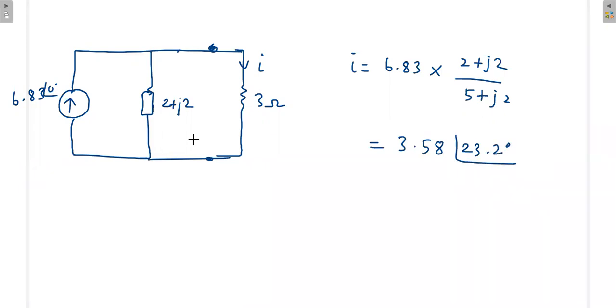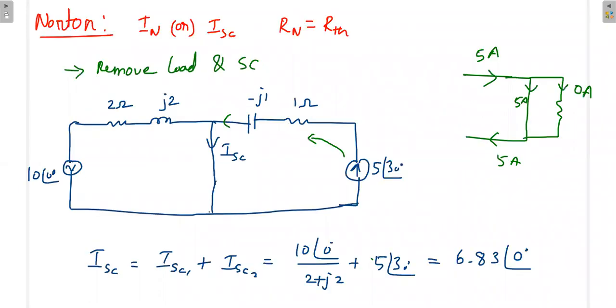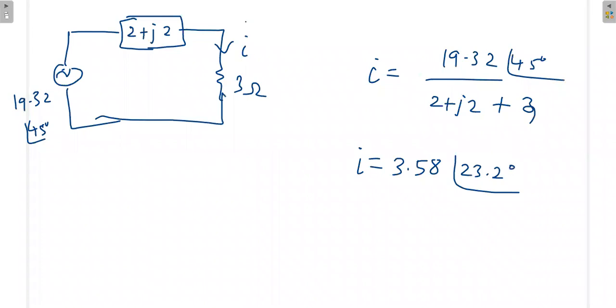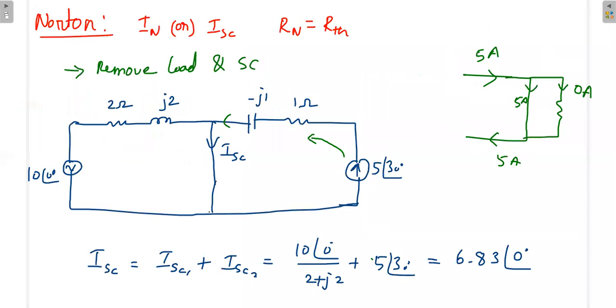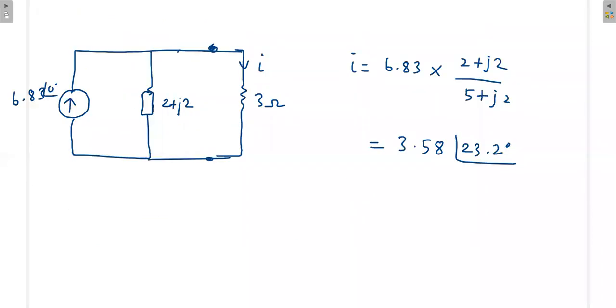So again we have applied Thevenin's theorem, Norton's theorem, and the superposition theorem. Finally, we can also find the answer with the help of the branch current method. We'll see the branch current method finally. So this is the problem.